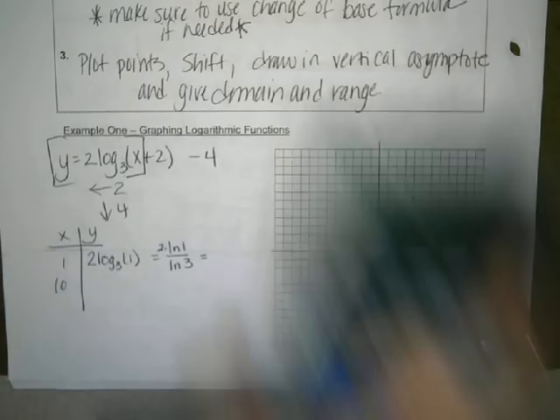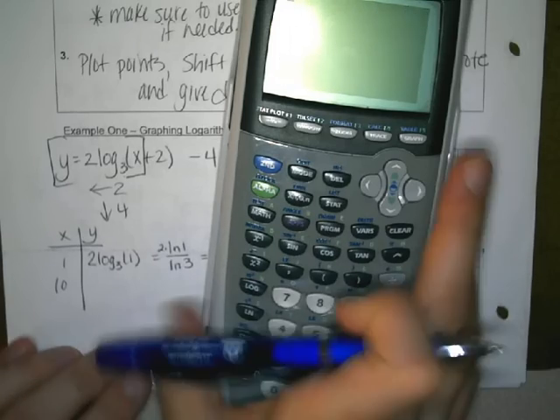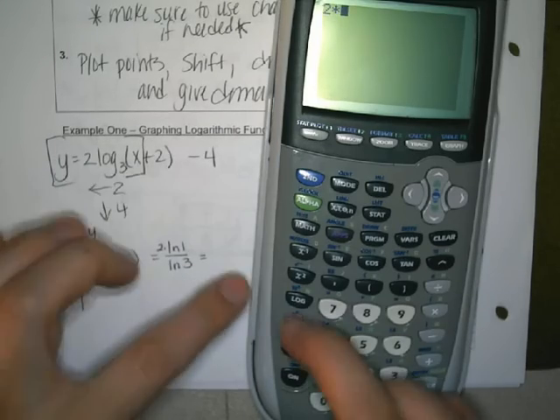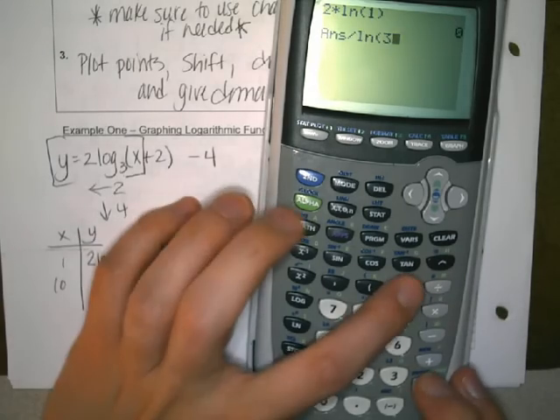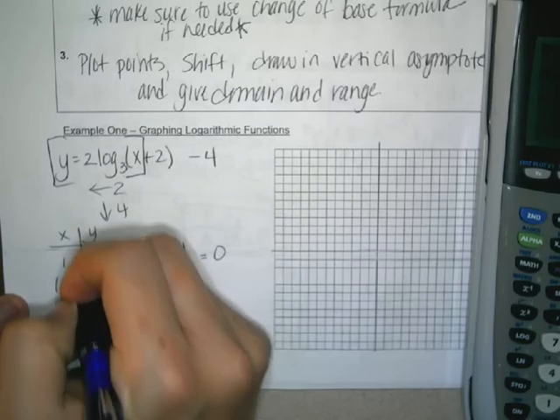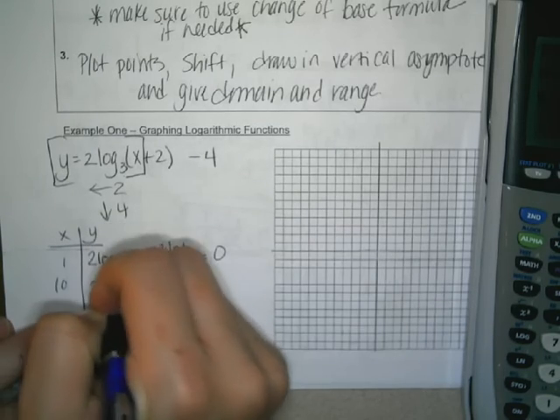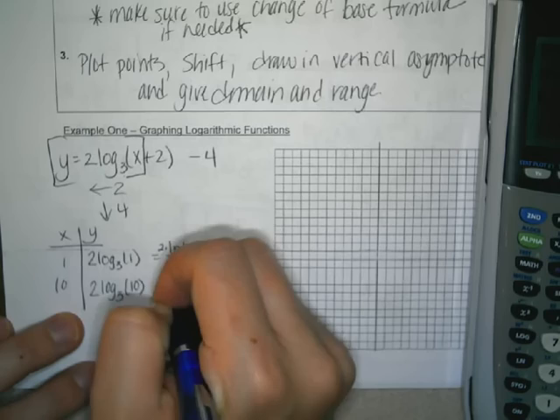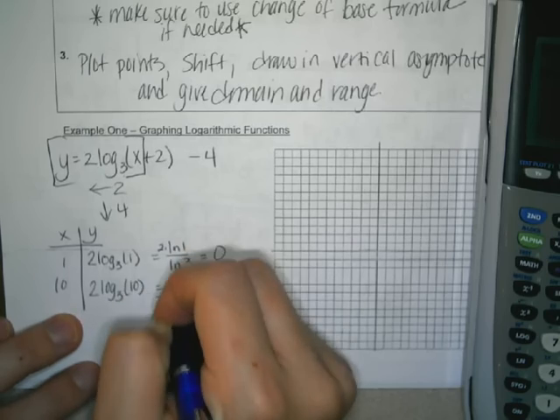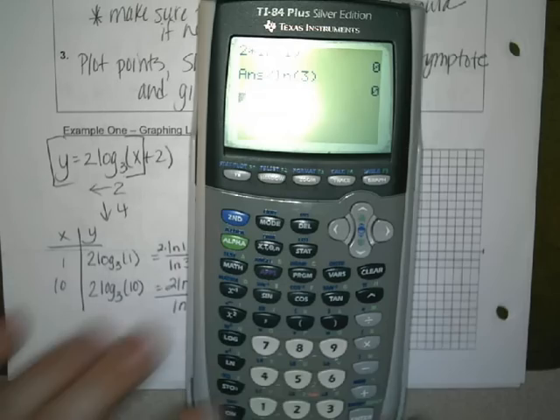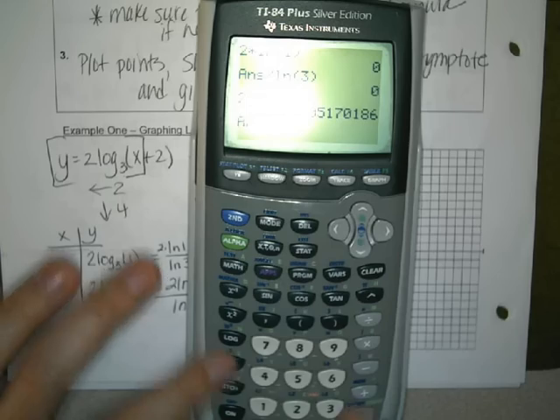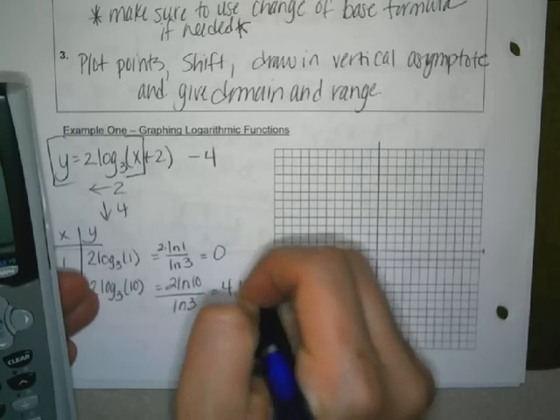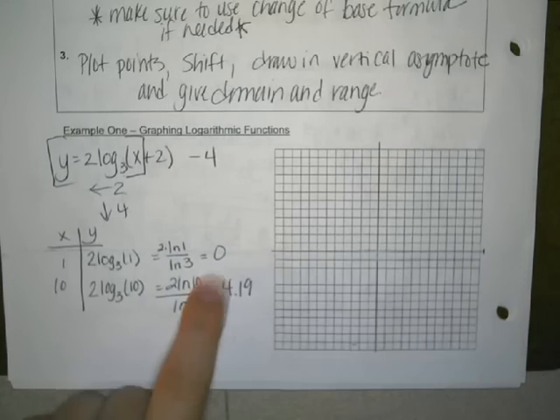Okay, and so if I do that, 2 times ln of 1 divided by ln of 3 gives me 0. Then I get 2 log base 3 of 10 equals 2 times ln of 10 over ln of 3. So 2 times ln of 10 divided by ln of 3 gives me 4.19. So these are the 2 points that I'm going to plot.